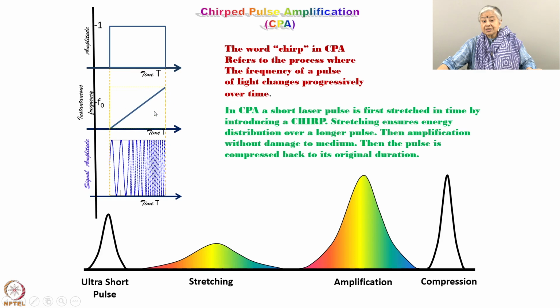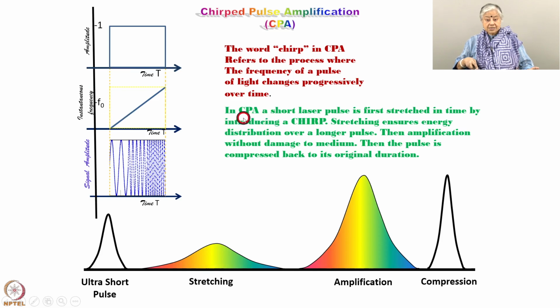Not all systems can give you a linear chirp, but we strive to use those systems where the chirp is linear, so that you are able to handle the pulse much more easily. Now you have understood what chirp means. Now, how is this chirp used in my laser system, in the amplification process?